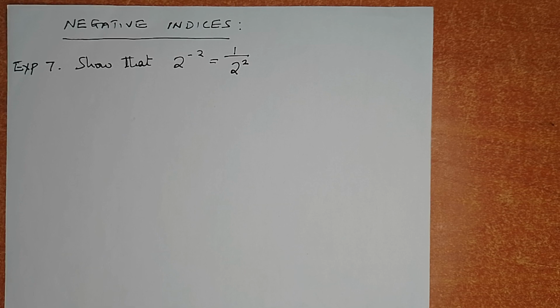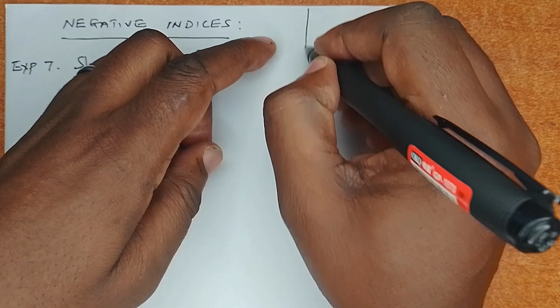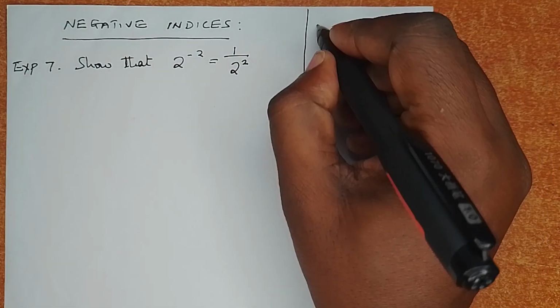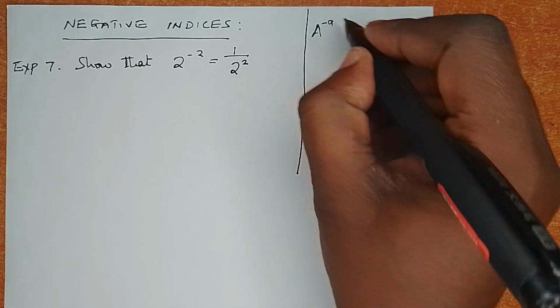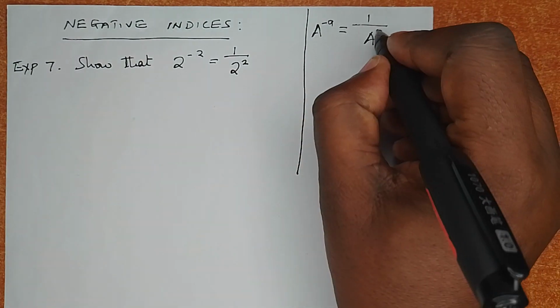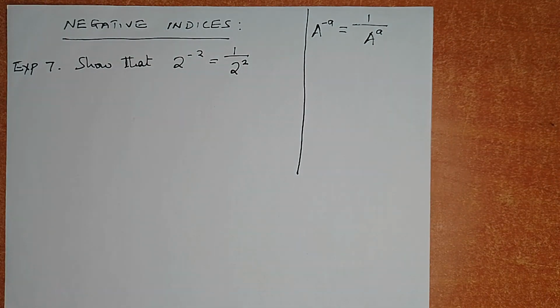And I want us to understand negative indices. And as we understood, there is a law, I think law number 4, which states that if a is raised to power negative a, then this is 1 over a raised to power positive a. There is a reciprocal which reverses the sign of the index.